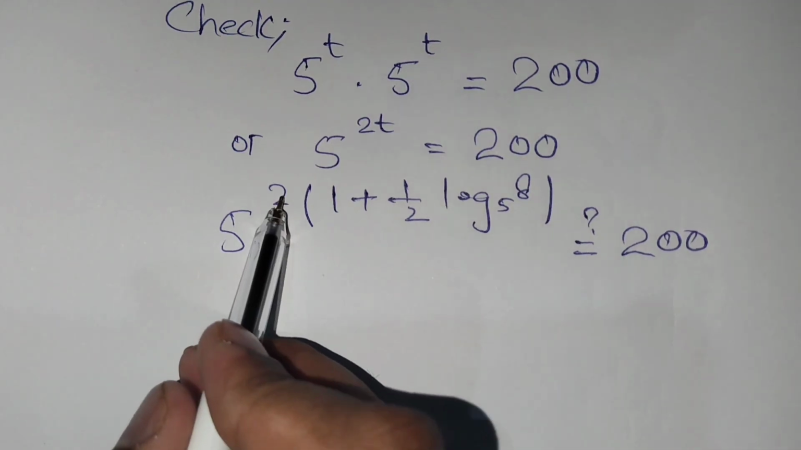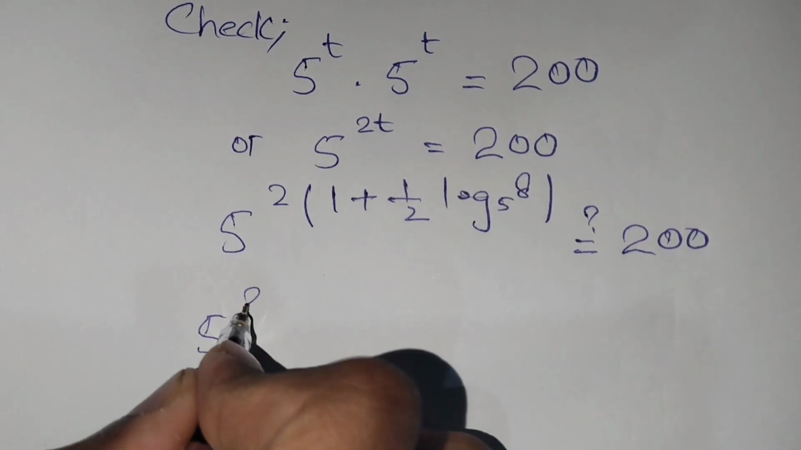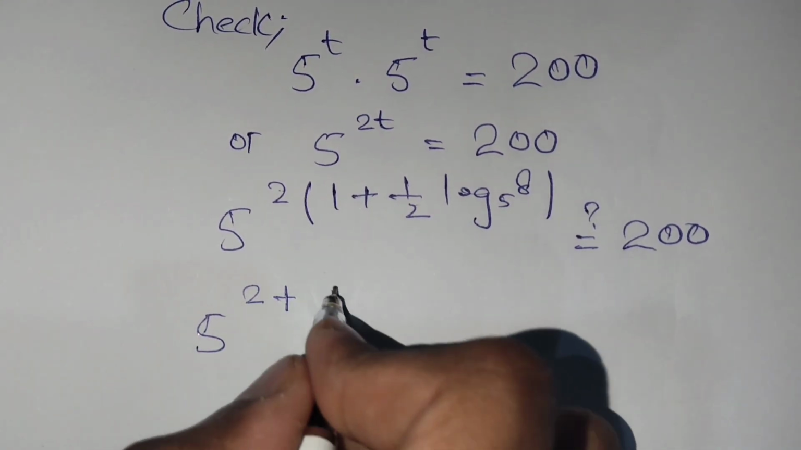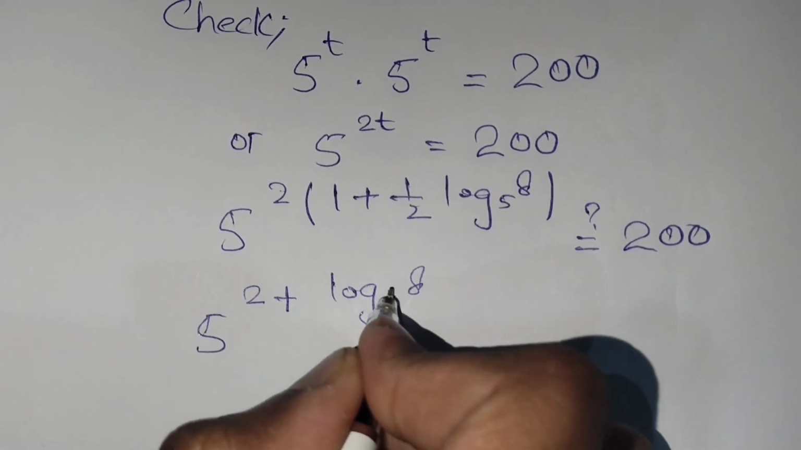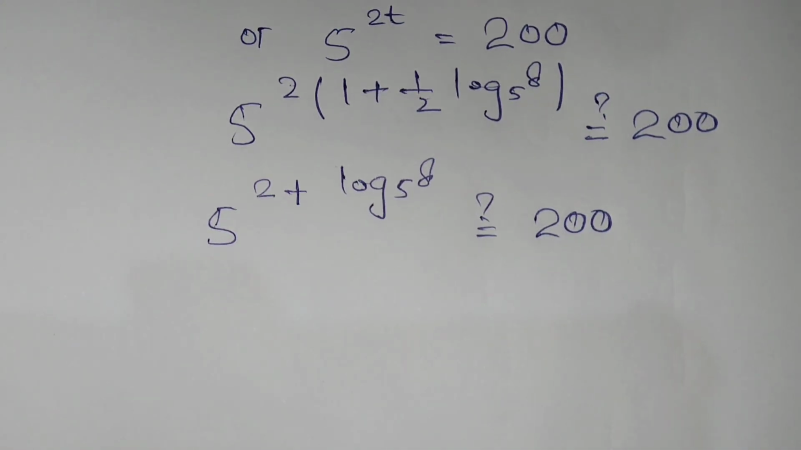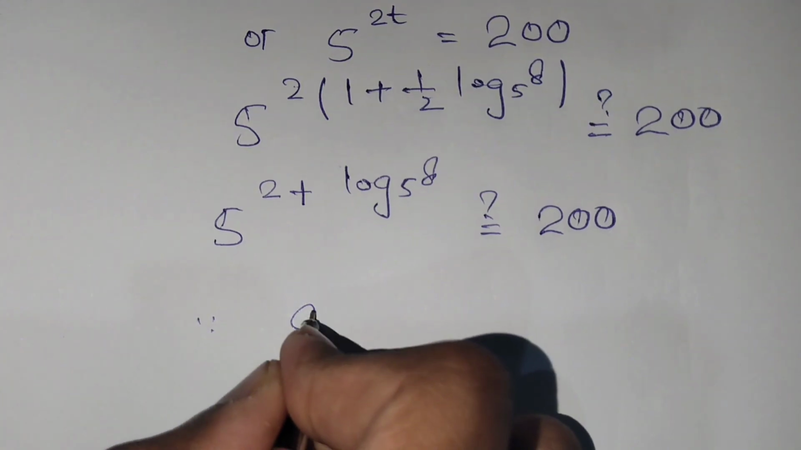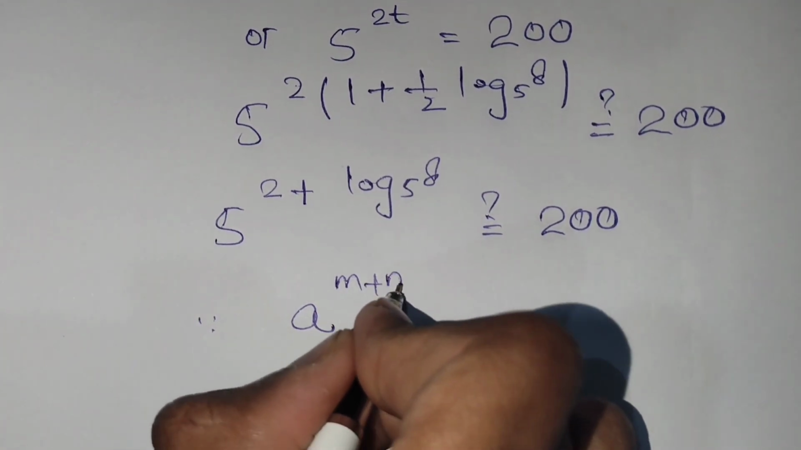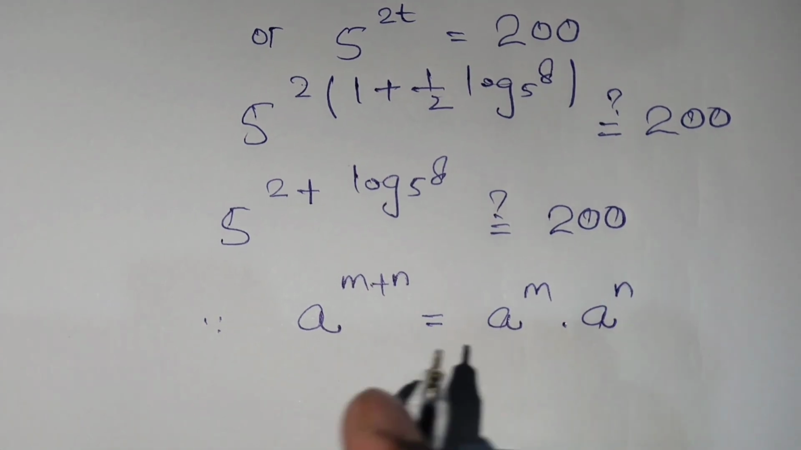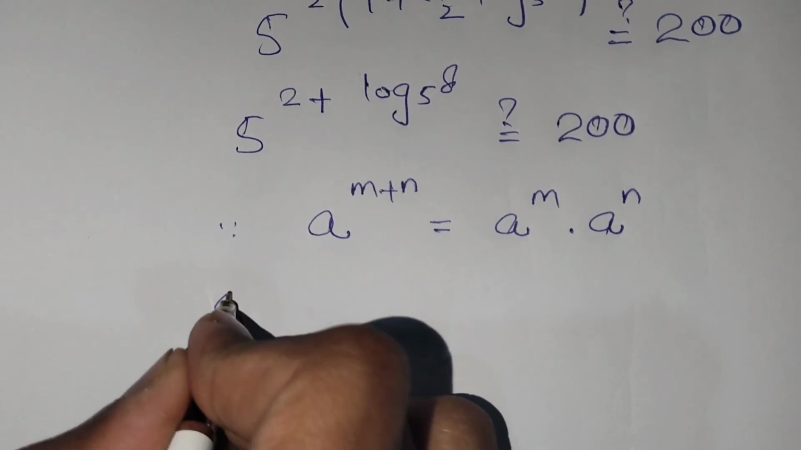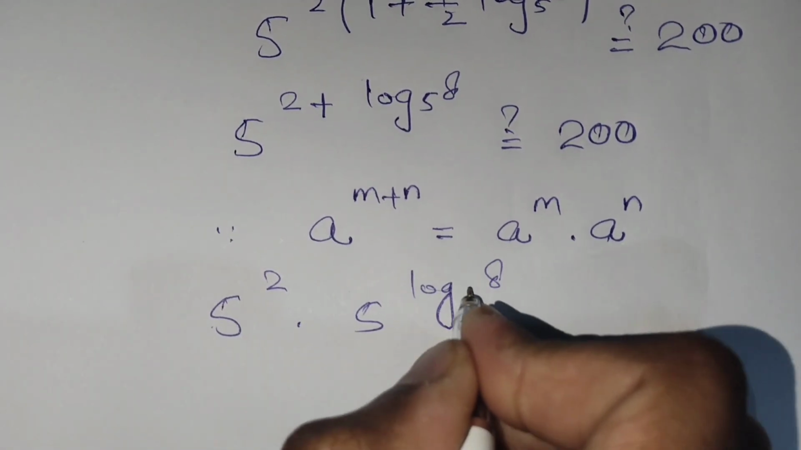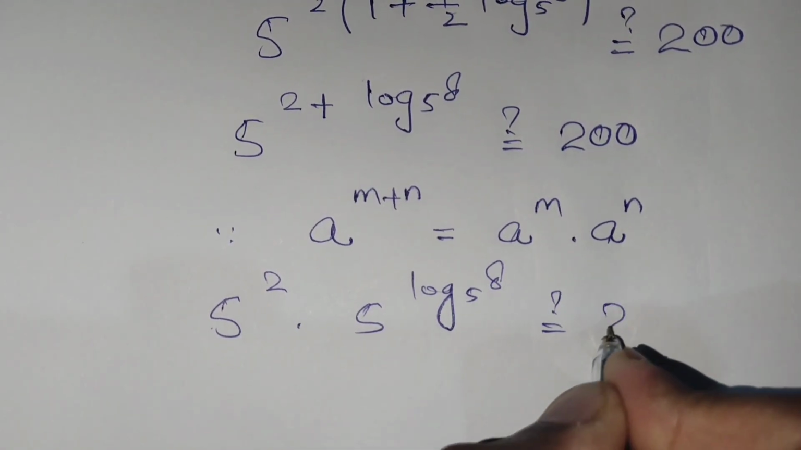We will multiply these two inside the bracket. 5 power 2 plus 2 cancels with 2, log of 8 with the base 5 equals 200. Now we know that a power m plus n is equal to a power m times a power n. So it will be 5 square times 5 power log of 8 with the base 5, equals 200.